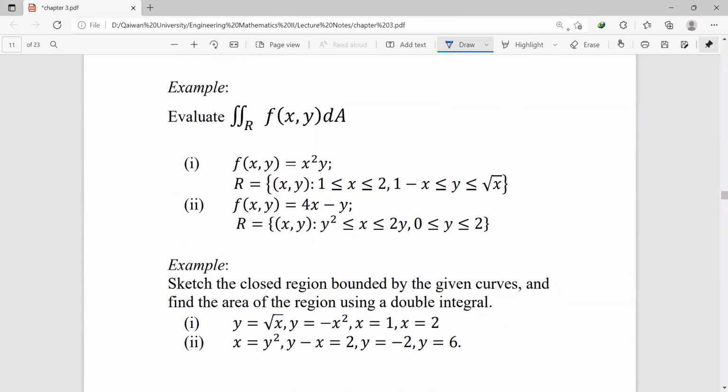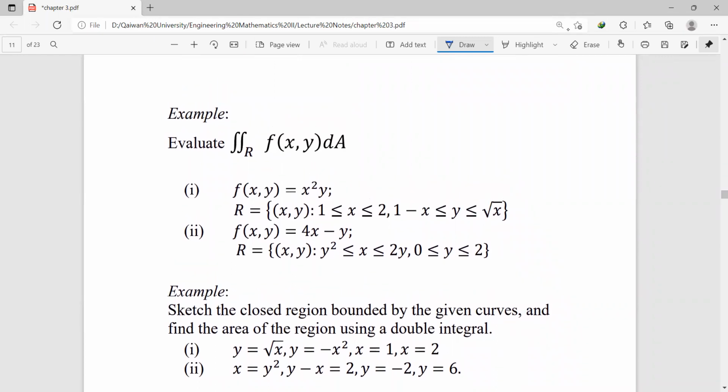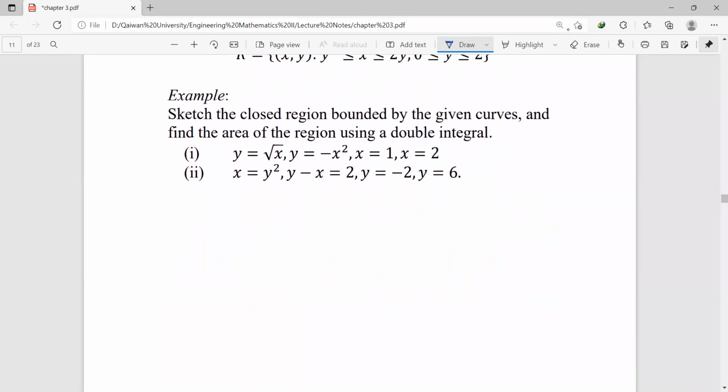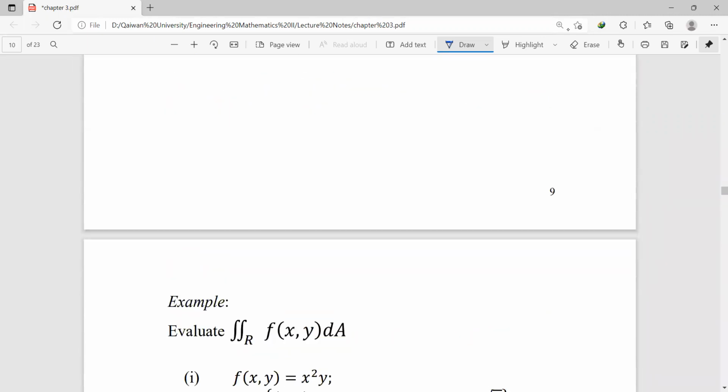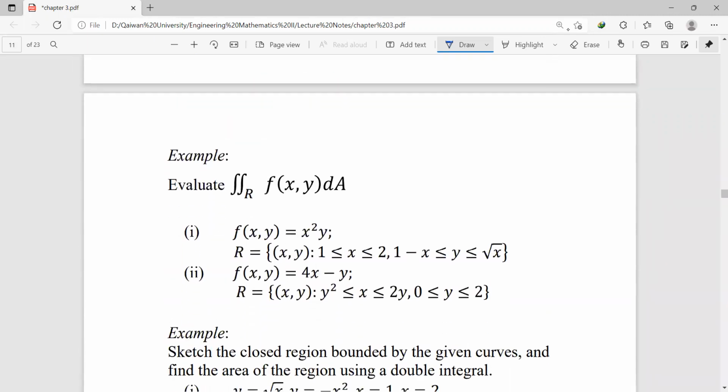Here we have some examples. Let's take one of the examples and let me check. Okay, it's enough for today, and for tomorrow we'll continue with these examples.